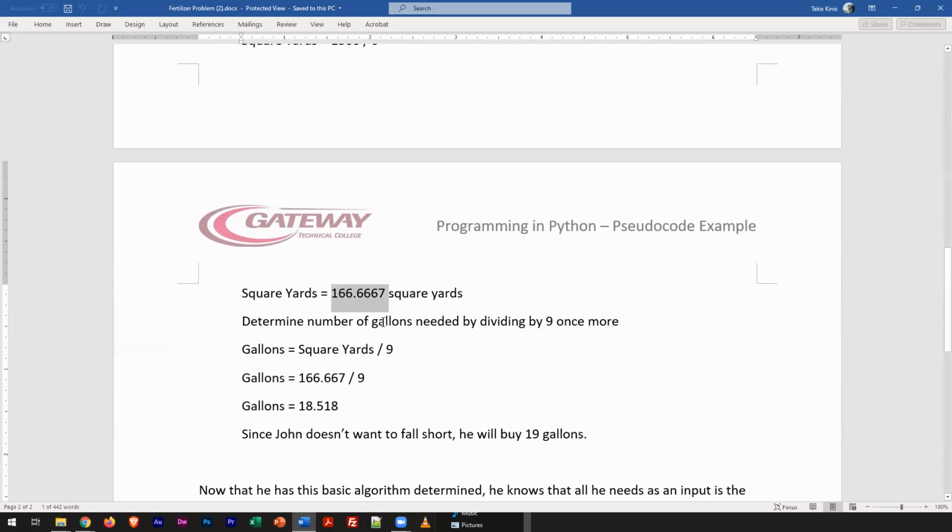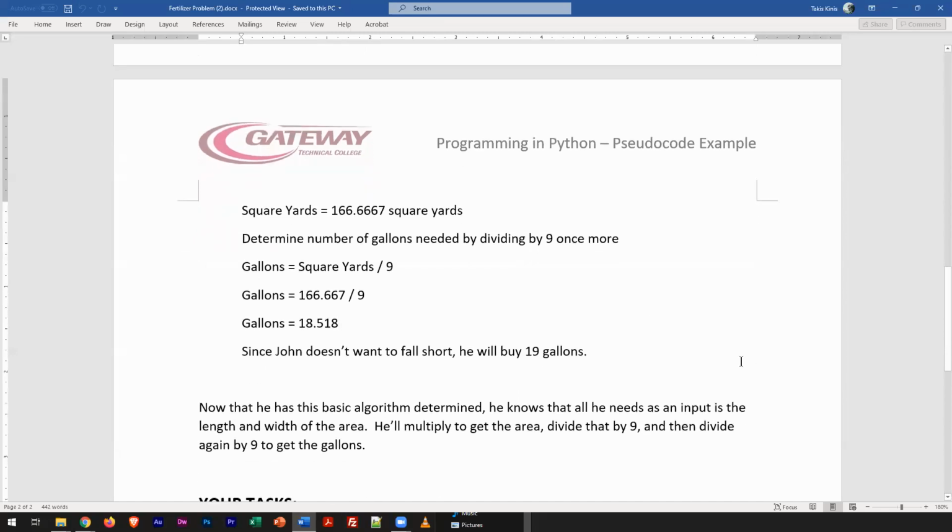Now to determine how much fertilizer we have, because now we're dealing in square yards and the bottle is dealing with square yards, now we're going to divide that once again by 9. Here's the actual numbers, and here's the resulting math. So ultimately he needs 18.5 gallons, walks into the hardware store, and the guy says we only sell whole gallons. So how many gallons does he buy? The answer ultimately is 19 to get the job done, because he doesn't want to have to stop and go back to the store and get it, right? So 19 is the answer.